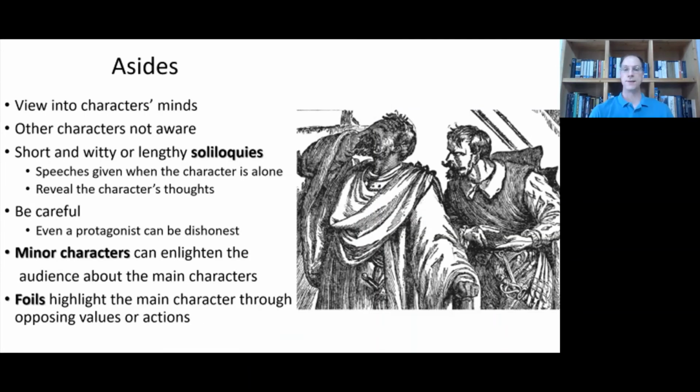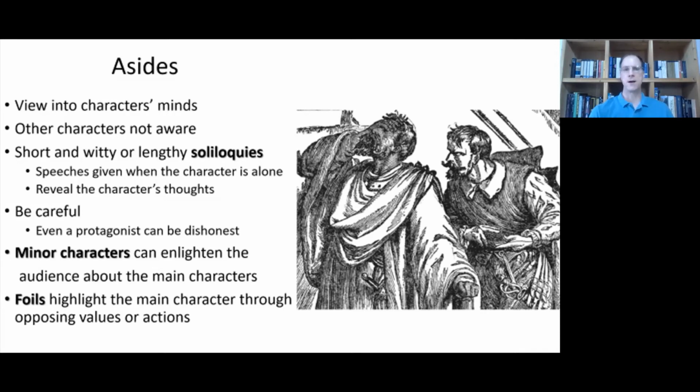Audiences can view into the minds of the characters through asides that only the audience can see, and any other characters on the stage are not aware of. These can be short and witty, or lengthy soliloquies, which are speeches given when the character is alone and to reveal the character's thoughts. The audience must be careful of what the characters say, though.